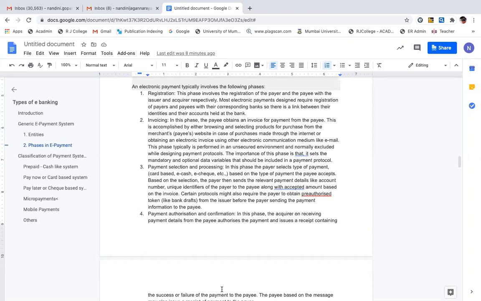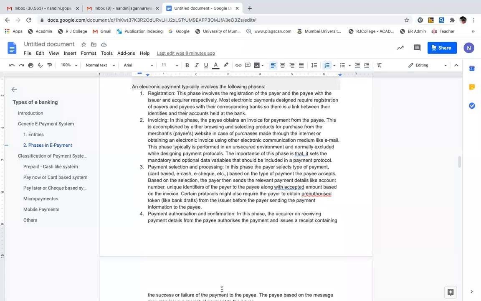Now whatever payment I as a buyer make will be initiated through my bank. My bank will pay to the seller's bank. So it has to accept that, right? So authorization is required. Are you following?